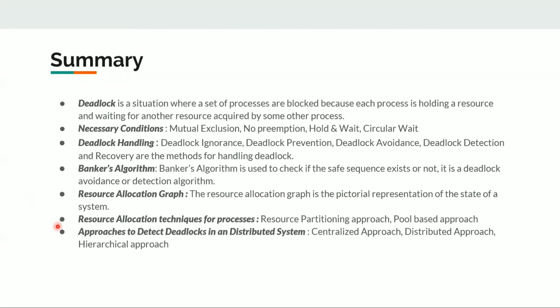Then we saw resource allocation techniques for processes that are used by the operating system. There are two major methods the operating system uses to allocate resources to processes. One is the resource partitioning approach and the other is the pool based approach. The partition approach is static and pool based is dynamic. The last one is approaches to detect deadlocks in a distributed system. We saw a centralized approach, a distributed approach, and a hierarchical approach. The best one is hierarchical.